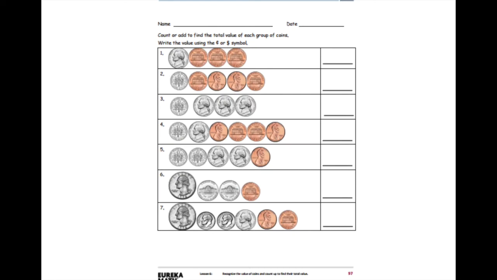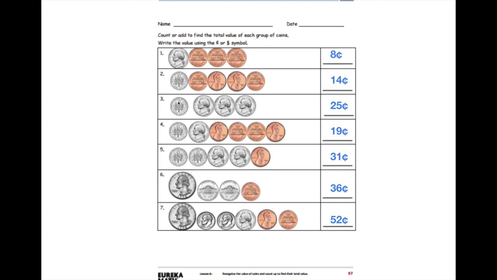Okay, great. So we're going to go ahead and come together now and go over some more of these answers. So for number 2, we have 10 cents from this dime, and then we have 4 pennies, so that's 4 cents. So 10 plus 4 equals 14.